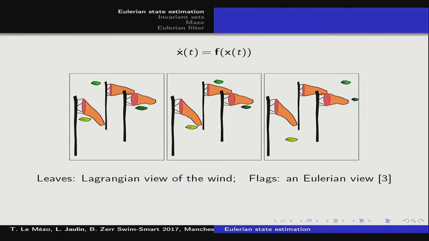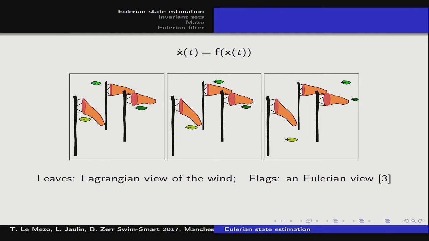The flags represent the vector field, which corresponds to the wind. If we want to understand the behavior of the wind, we have two types of approach. The Eulerian approach, where just by looking at the flag, you are able to understand how the wind behaves. And also you have the leaves. If you follow the leaves, then you will move with the leaves, and it corresponds to the Lagrangian approach. So the one where you move with the fluid.